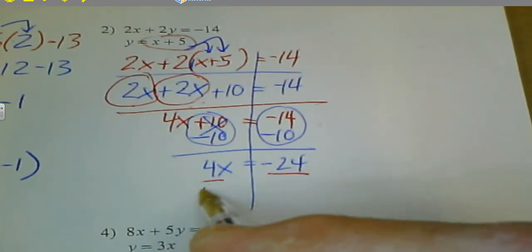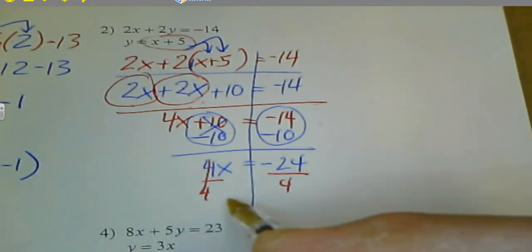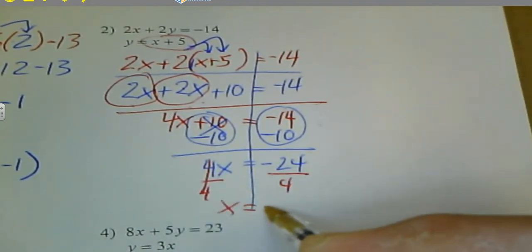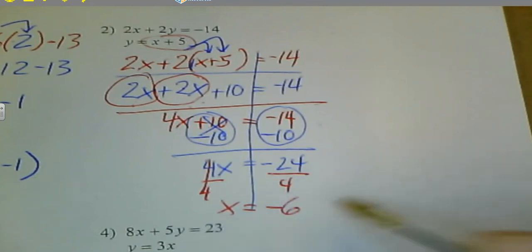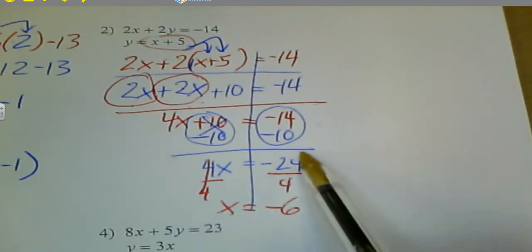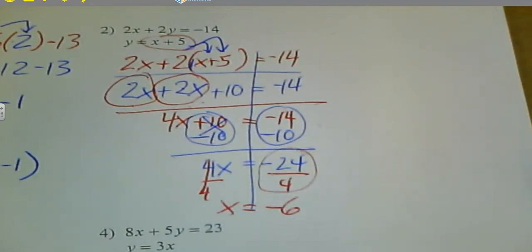We will then divide by the 4. That's our last step. Our opposite operations are gone, and 4x equals, that's going to be negative 6. Negative 24 divided by 4 is negative 6.